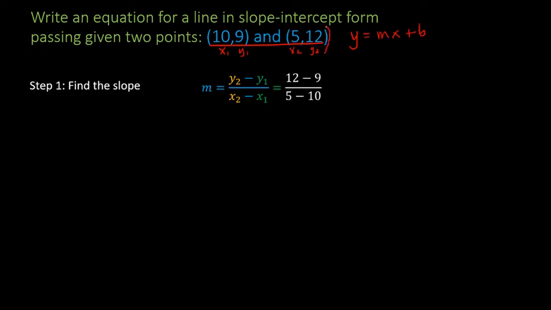So for example, y2 is equal to 12. You can see that for y2 I plugged in 12. And then I subtracted 9, which is y1, and so on. So simplifying from here, I find that my slope is 3 over negative 5. So that's already half of the puzzle in the slope-intercept equation.